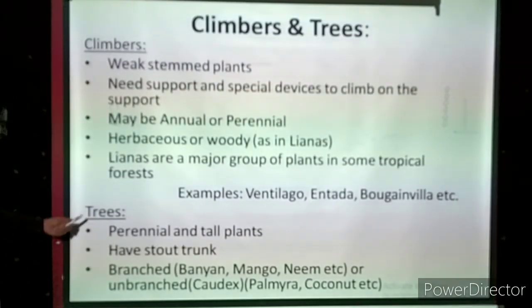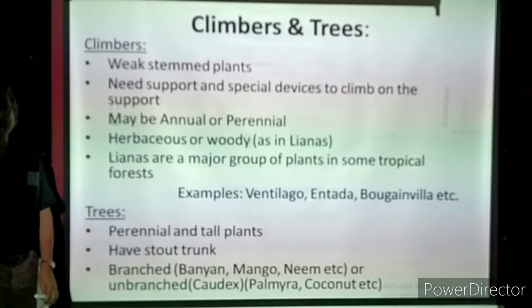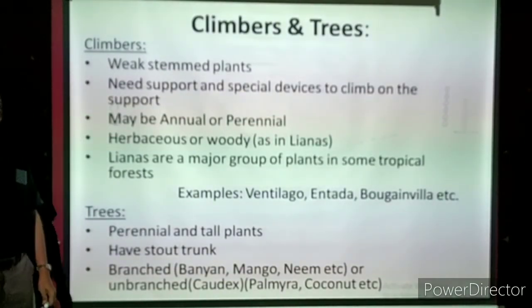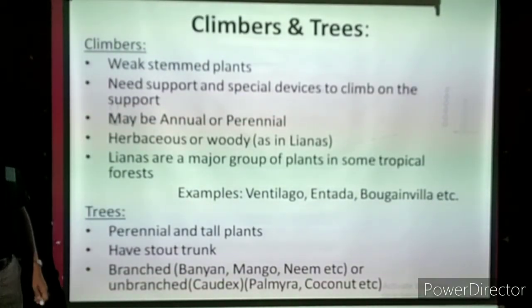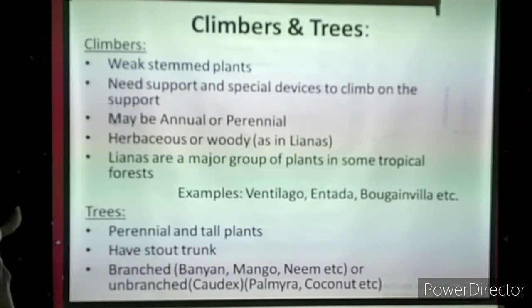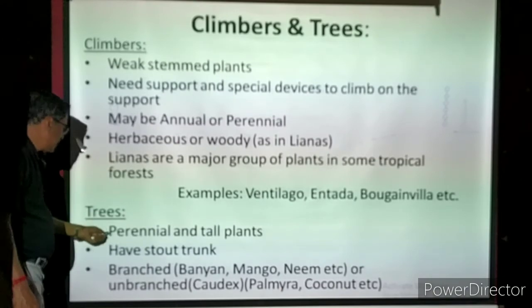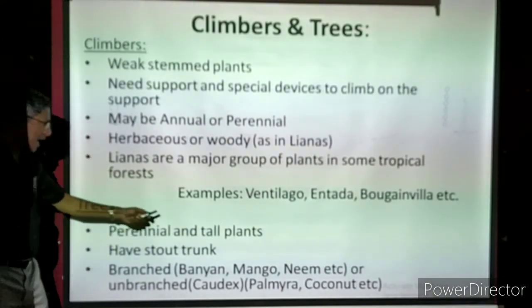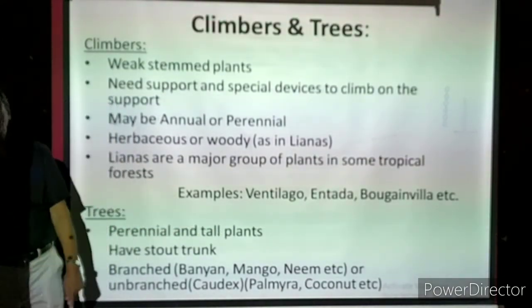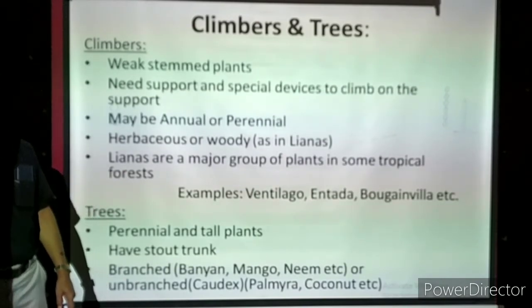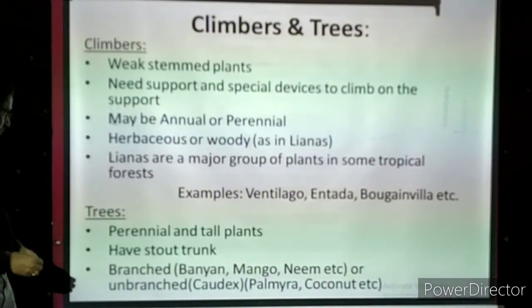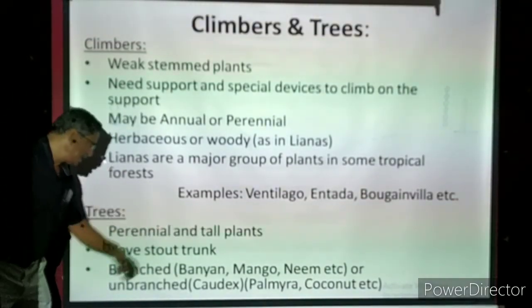Okay, trees. The trees are perennials. They live for a few to many years. Some plants live for about 100 years, 200 years, 700 years, 800 years, like banyan. So they live for several years, perennials. And they are tall plants, growing maybe from 10 feet to 100 feet. That is called very tall plants, trees.